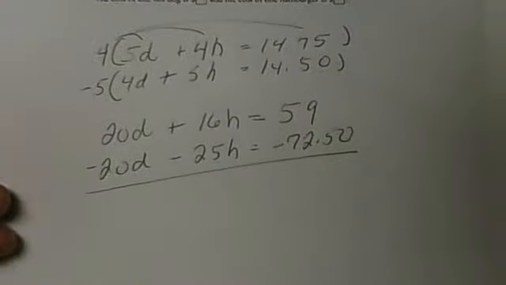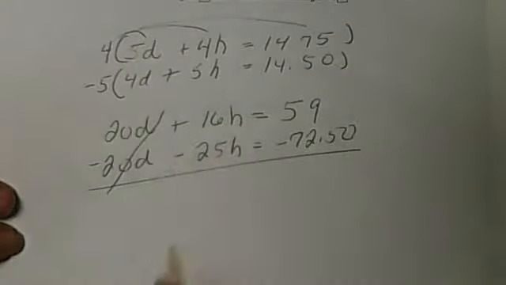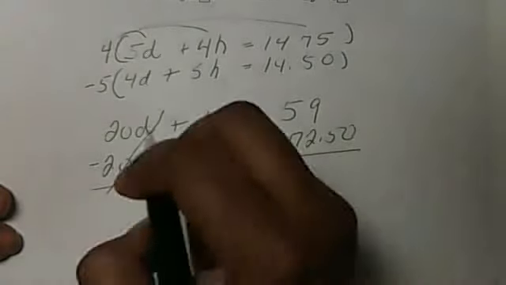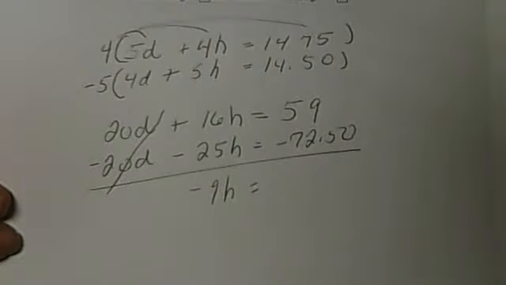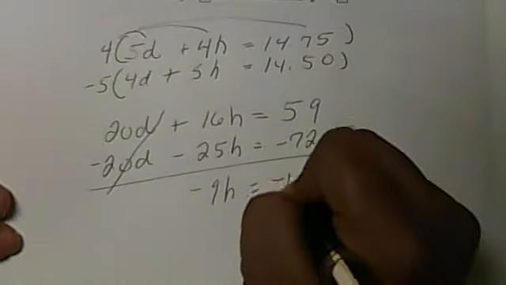Now, I'm going to add these together. These cancel out. I get 16 minus 25, which is going to give me a -9H. And that's equal to 59 minus 72.50. And that's going to give me -13.50.